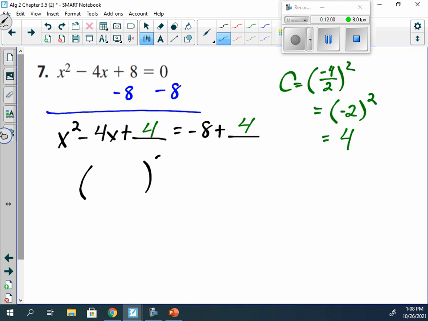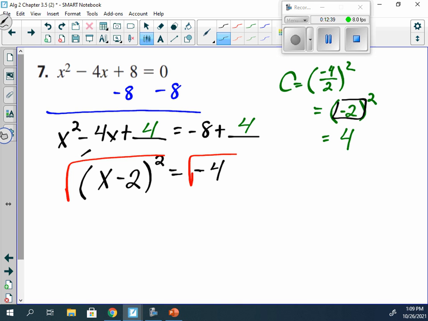When we factor x squared minus 4x plus 4, well, we're going to have x what? x minus 2. Because again, the number that we have before we square it will be the number that goes into the parenthesis. Is equal to negative 8 plus 4 is? And last but not least, what do we need to do? Square root both sides.